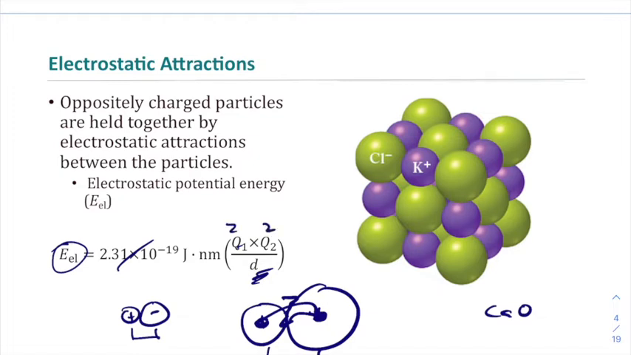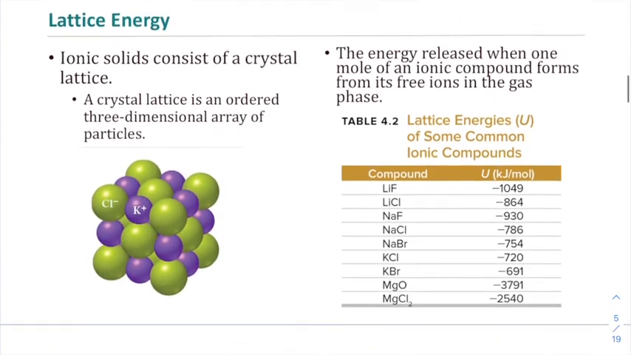2 and 2. And once again, you don't need to put it into this formula. All I want you to do is understand that a plus 2 minus 2 has a greater attraction than a plus 1 minus 1. And a plus 2 minus 1, so if you had calcium chloride, that would still have a greater attraction than a plus 1 minus 1. Okay? And the larger they are, the weaker the attraction because they're more apart from each other. So this is that lattice energy.